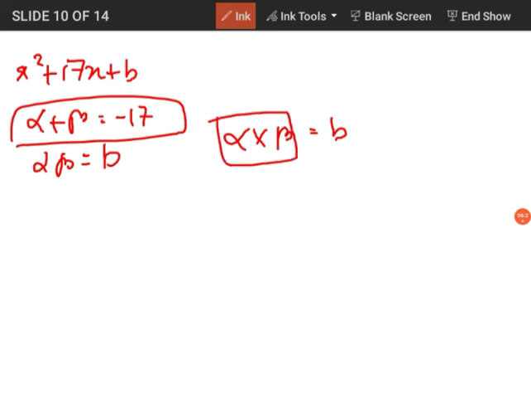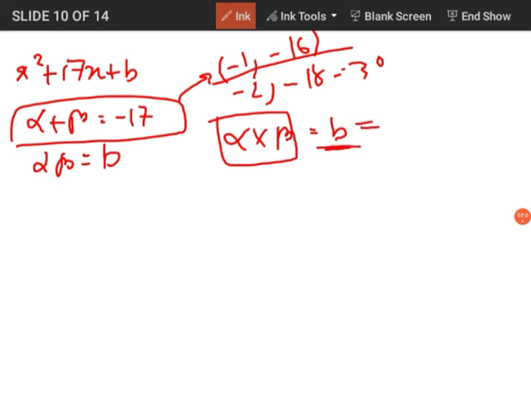The smallest value that comes to my mind is very simple, -1 and -16. If alpha and beta are -1 and -16, then only we will get the minimum value of b. You can try it out with anything, like -2 and -15, that would be 30, and from here you are getting 16. See, so -1 and -16 gives the minimum value of alpha beta. So from here we get b as 16, right?